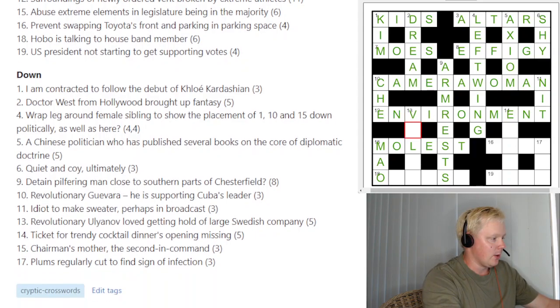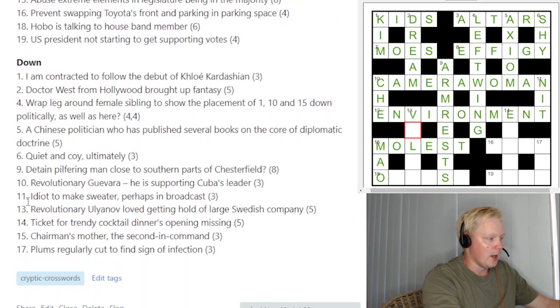How about 13 down? Revolutionary Ulyanov. And immediately you see, by the way, we had Revolutionary Guevara. We have all kinds of leftists here. And now we have Revolutionary Ulyanov. Could this be Lenin? 5 letters. Well, it turns out it can't, because this starts with V, so it's going to be something else. Loved getting hold of large Swedish company.